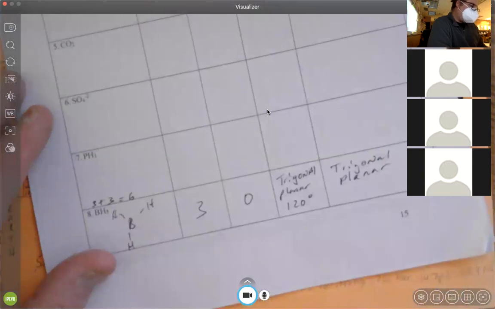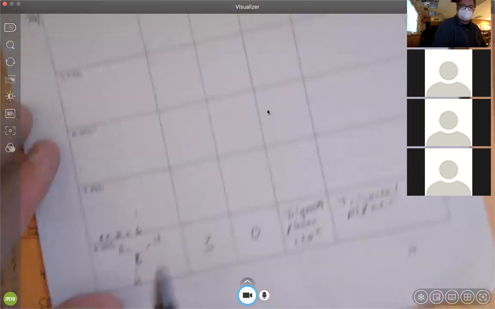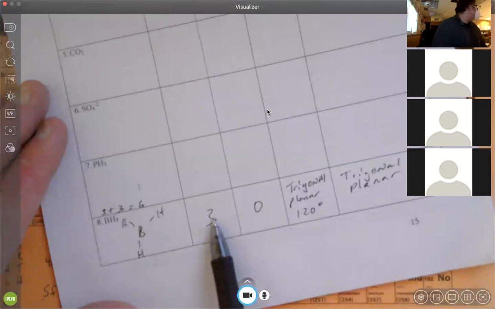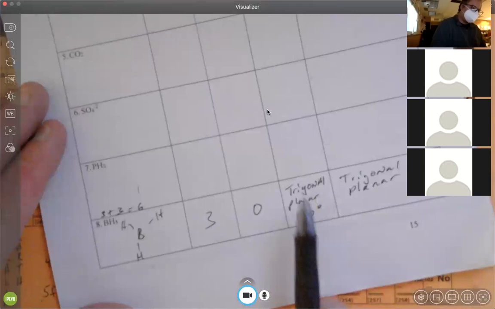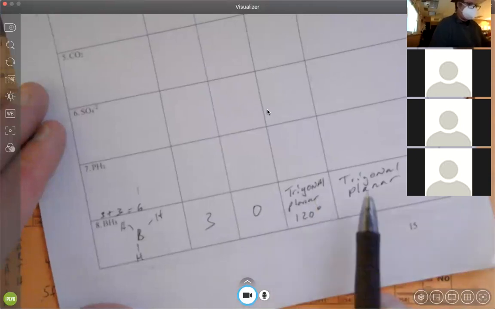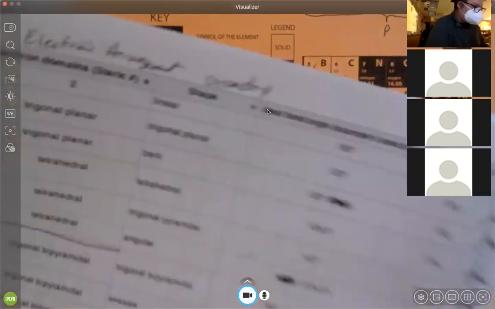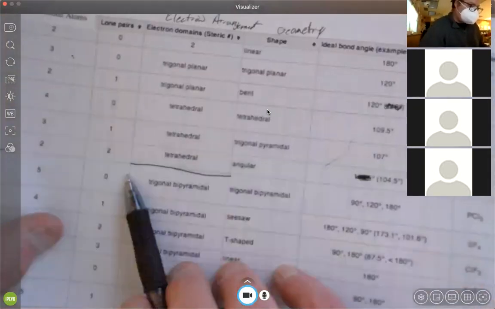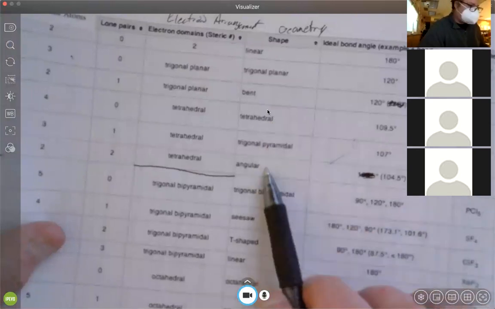So what I'd like for you to do for tomorrow is 1 through 7. And I want you to fill all of this out. Tell how many bonds are on the central atom, how many lone pairs it has, and then the shape and angle of the electron arrangement, and then the molecular shape or geometry. Remember, as we replace bonded atoms with lone pairs, the shape does change from tetrahedral to trigonal pyramidal and stuff like that. Keep that stuff in mind.